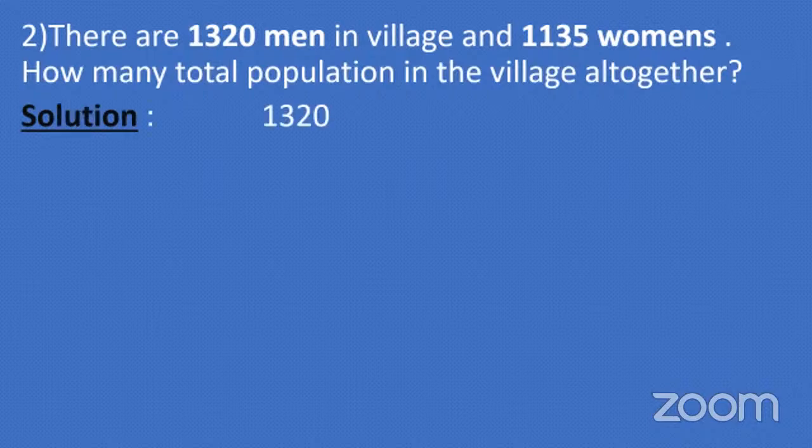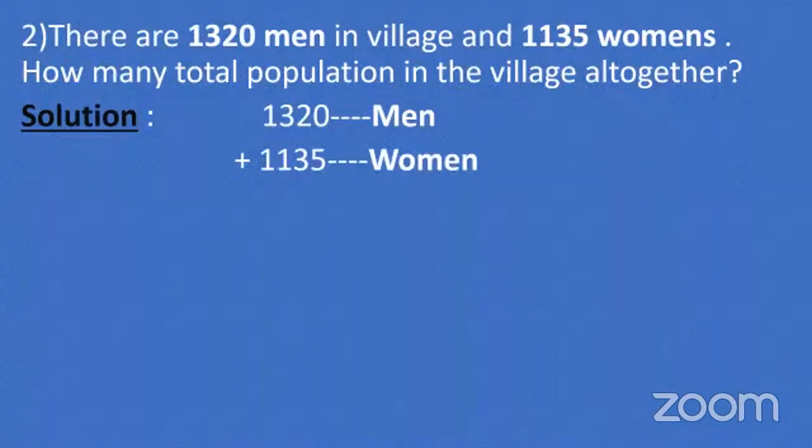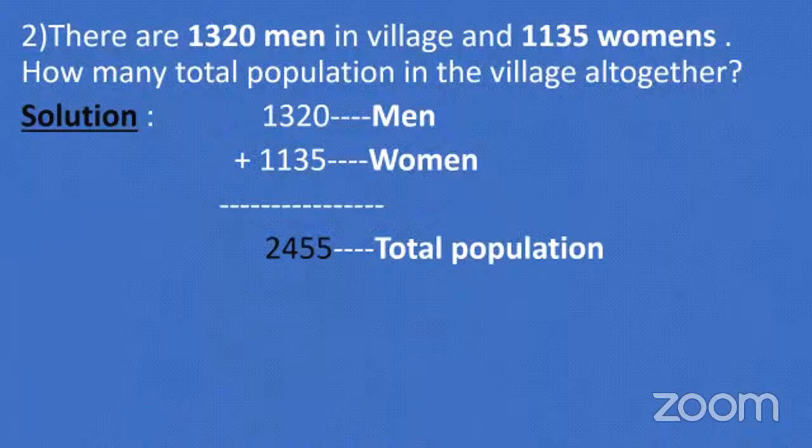1,320 men plus 1,135 women. Then what will be the total? Who will tell me? 0 plus 5, 5, right? 2 plus 3, 5. 3 plus 1, 4. And 1 plus 1, 2. It means the total population will be 2,455. So there were 2,455 people altogether in the village.